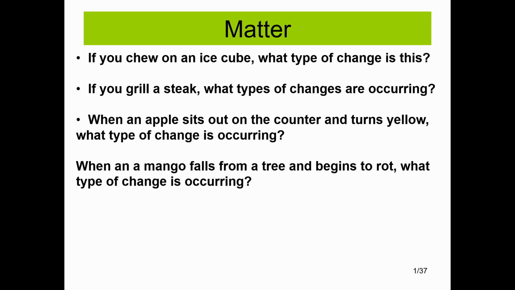The final example, when a mango falls from a tree and begins to rot, what type of change is occurring? This is also an example of a chemical change. The molecules within that mango are being broken down into more simple molecules. This would be an example of a chemical change.